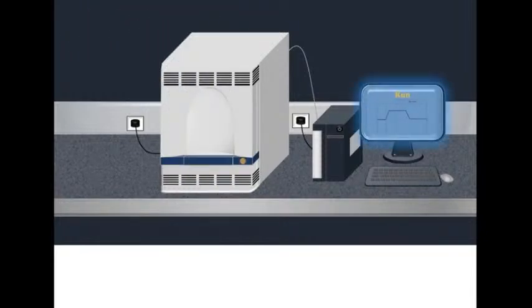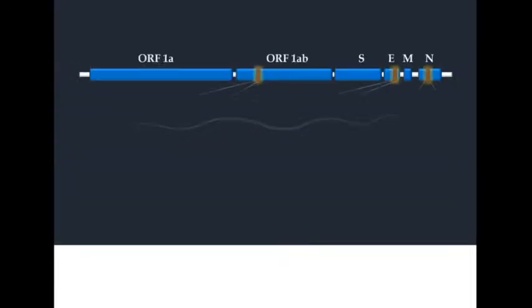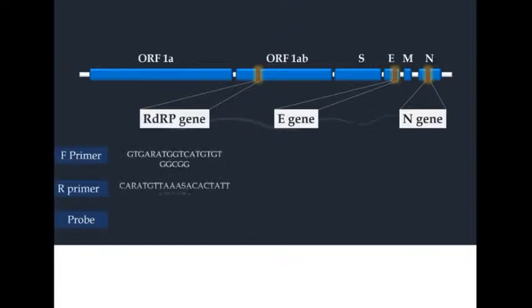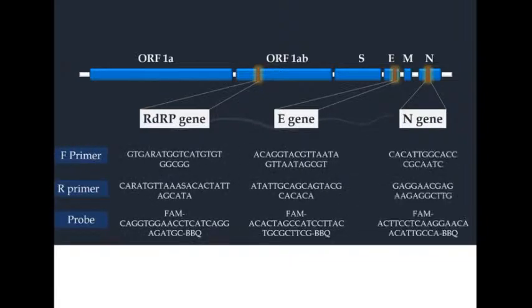Real-time RT-PCR is used for the detection of the new coronavirus 2019 by the amplification of target sequences in the RdRp gene, the E gene, and the N gene. The choice of the target gene depends on the primers and the probe sequences. The first step in RT-PCR is reverse transcription.